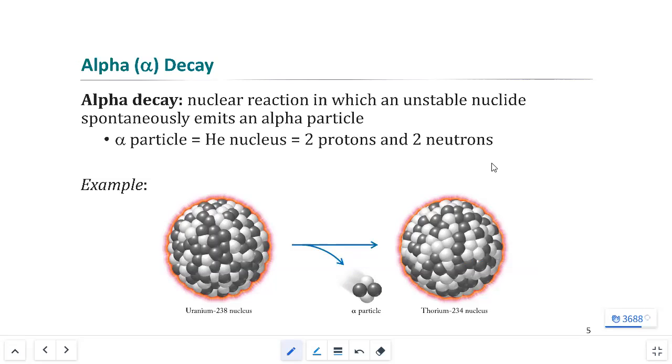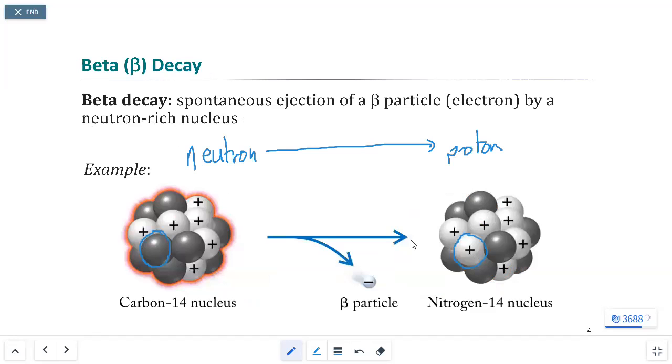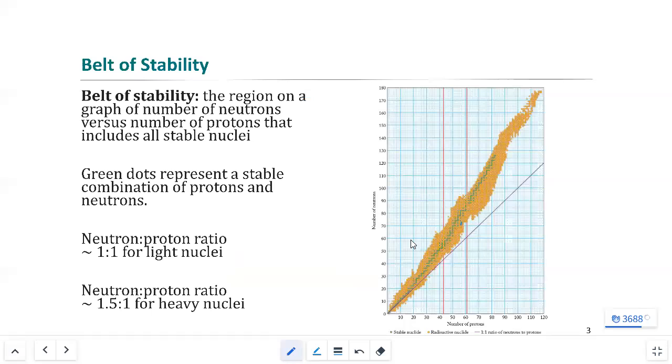Alpha decay is, so let's go back to beta for just 1 second here. So what we tend to see is for the yellow dots that are on this side of the graph, these are the ones that have too many neutrons.